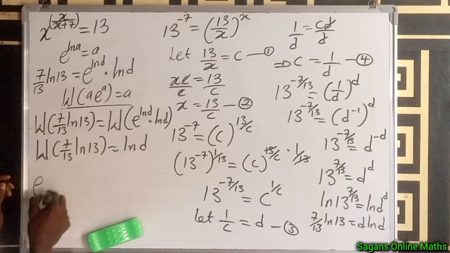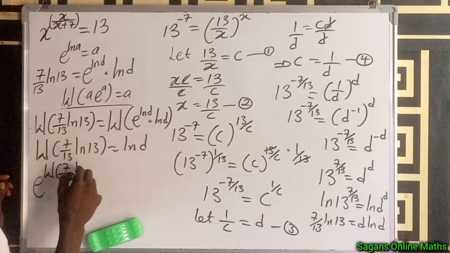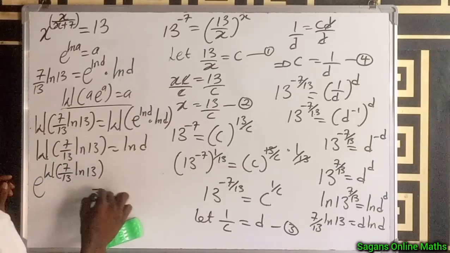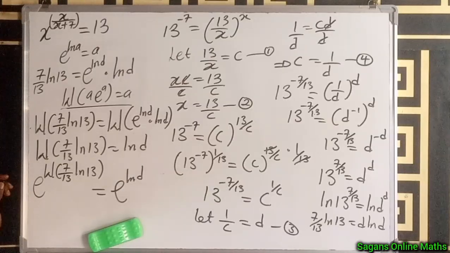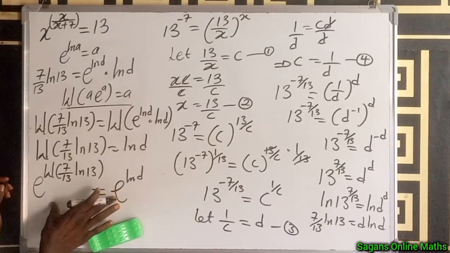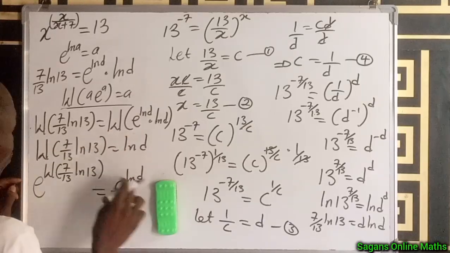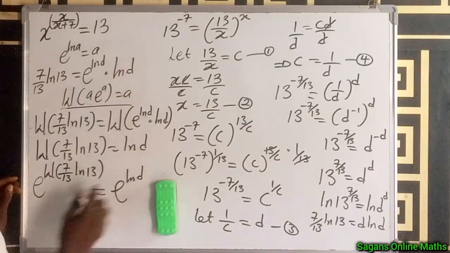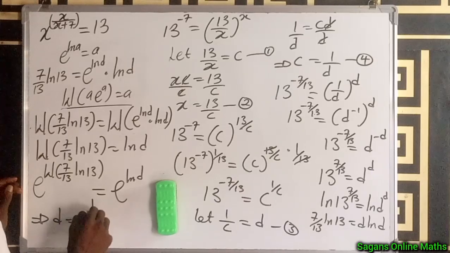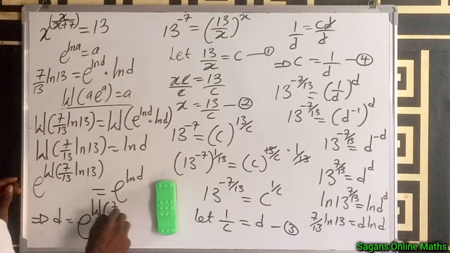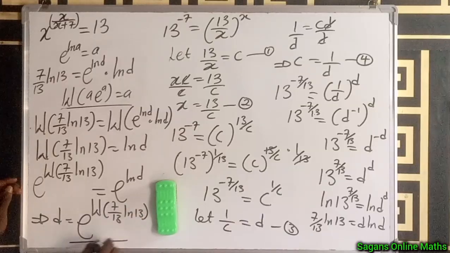And if you raise this as e raised to the power ln of 7 divided by 13 ln 13, it is equal to e raised to the power ln d. There's nothing changed, my brothers and sisters, because since the bases are the same, I can equate the powers and I'll have exactly what is here. Now, from these properties, this will just be d. So this implies that our d is equal to e raised to the power ln of 7 divided by 13 ln 13. Now we're getting the value of d.